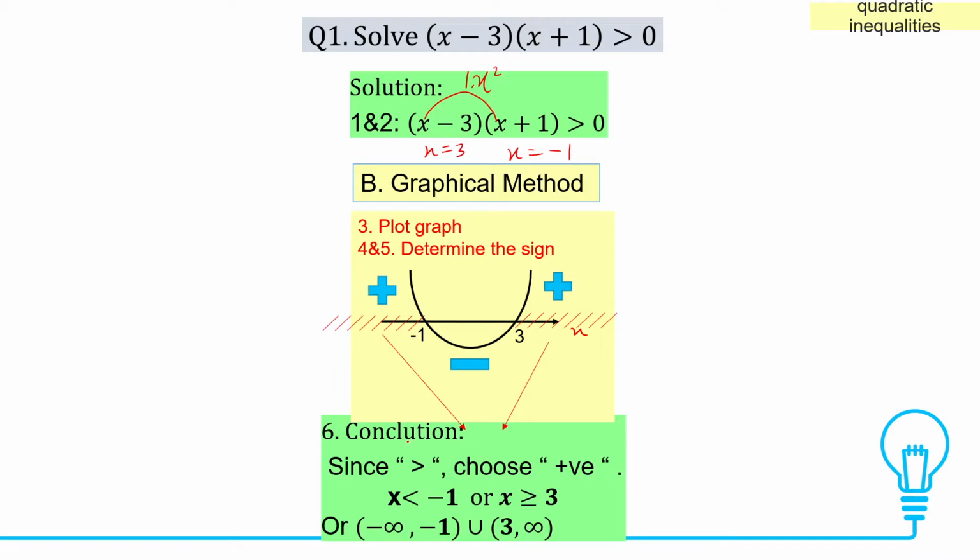Now, how am I going to do my conclusion? If I want to do my conclusion, I look back at my question, the place right before I found my roots. So this one is the sign of greater than. So I choose positive. If this is the sign of greater than, then we choose positive. So the positive is this side and this side.